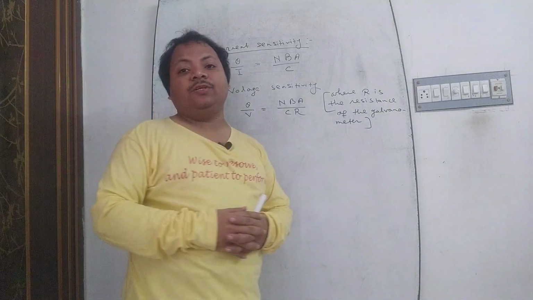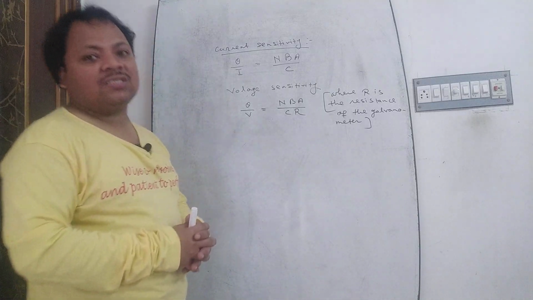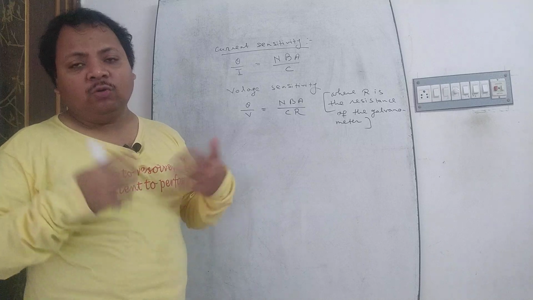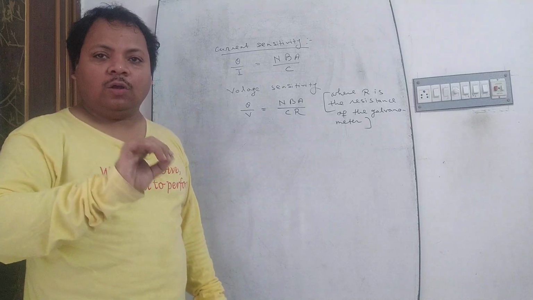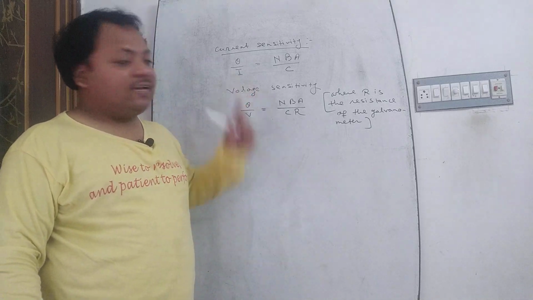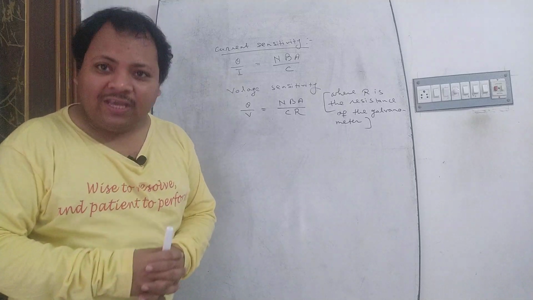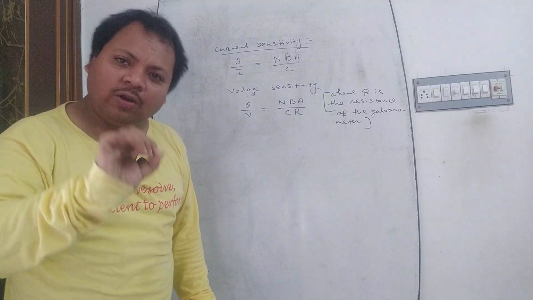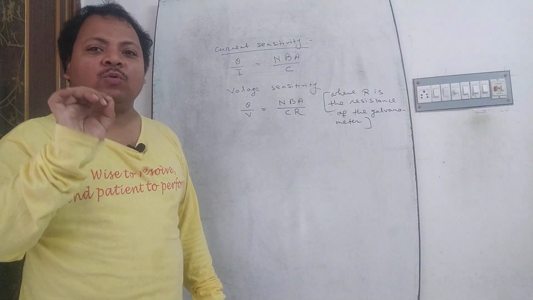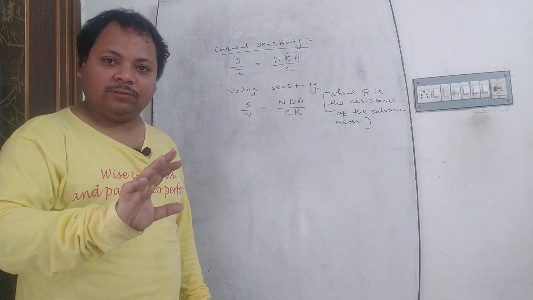Now, current sensitivity and voltage sensitivity of this moving coil galvanometer. What is sensitivity of an instrument? Sensitivity of an instrument denotes the accuracy of the measurement of that instrument. That is, due to the increase of the sensitivity of the moving coil galvanometer, we can measure a very small amount of current and voltage, and a very small difference of current and voltage.